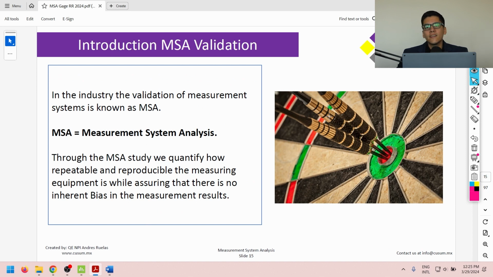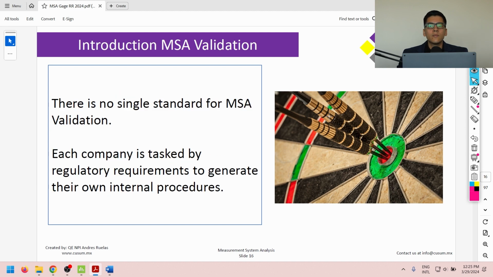This is known as MSA, Measurement System Analysis. Throughout the MSA study, we simply quantify how repeatable and how reproducible our measurement system is, while assuring that there is no inherent bias in the measurement results. So far, we are covering 3 different terms. We will refer to them by definition in a couple of minutes.